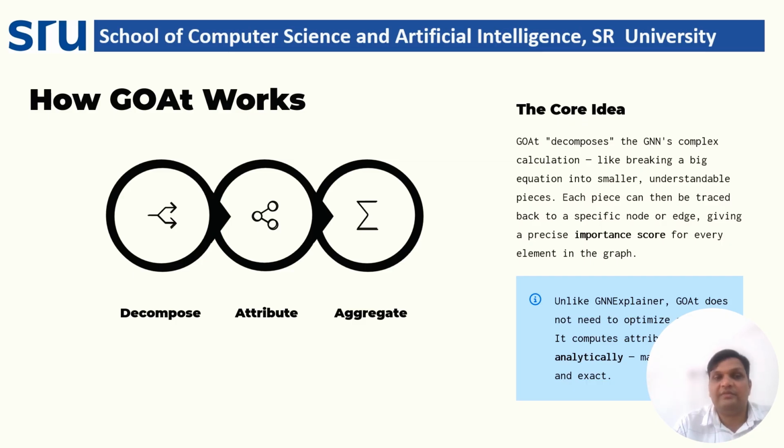How GOAT works. GOAT breaks down the model's computation into smaller parts. Each part is tracked back to nodes and edges, giving precise importance scores. Unlike GNN Explainer, it doesn't search, it calculates directly.